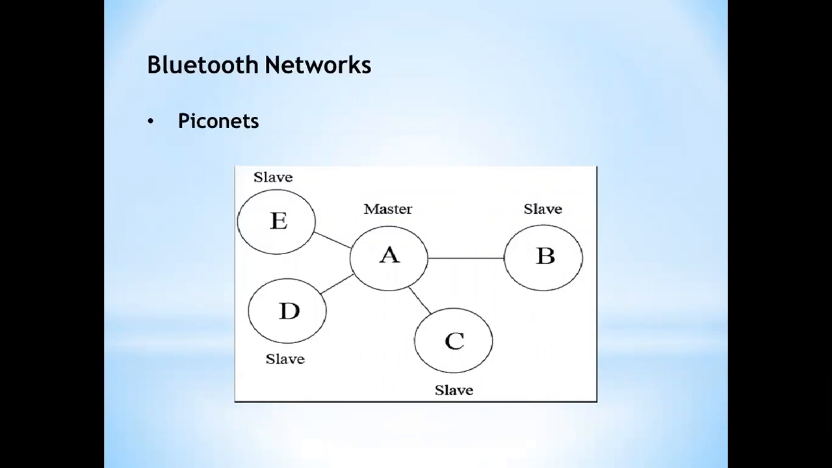A piconet can have only one master station, as shown in the figure. A master can also be called the primary station and slaves are the secondary stations. The communication between master and slave can be one-to-one or one-to-many. Note that the communication takes place between the master and slave, but no direct communication takes place between the slaves.